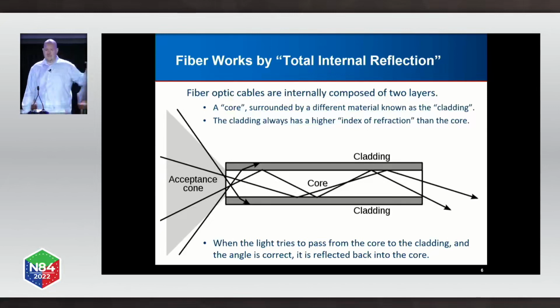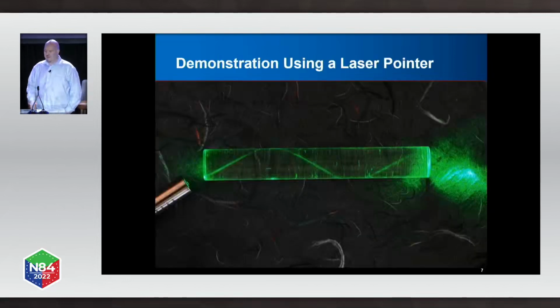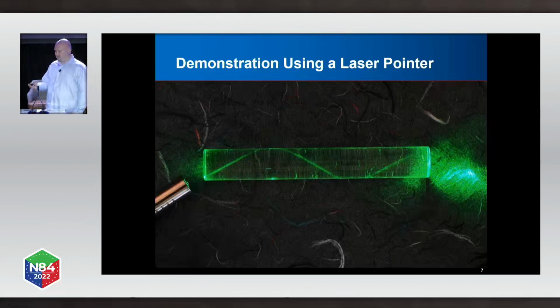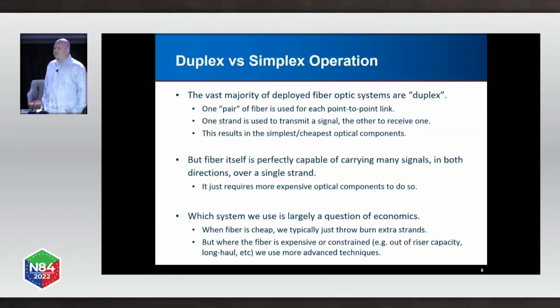As long as the light comes in at the appropriate angle, it will continue to be reflected through the fiber, and it's very easy to manufacture that fiber cable. So here's a demonstration of how this works using a laser pointer and a big piece of acrylic. It's the same kind of mechanism, just the big version of how your fiber optic signals work.